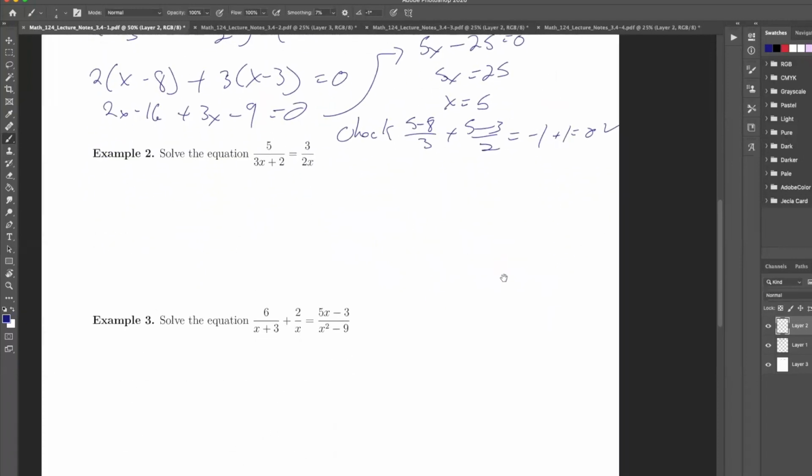So the next one we're going to do here. Here we have our least common denominator. Our least common denominator here would be 3x plus 2 times 2x. And that's just what it is. It's just both the denominators multiplied together.